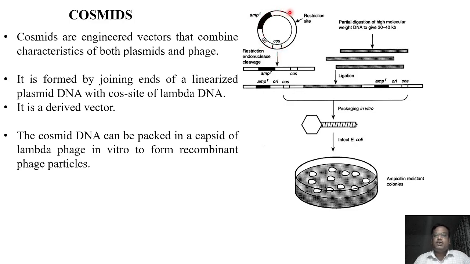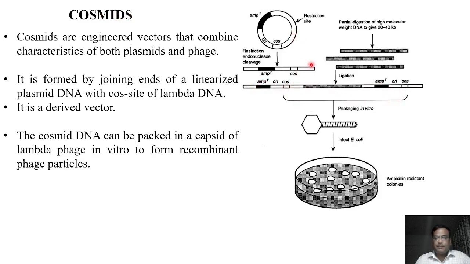We already know the parts of a plasmid. And from the phage DNA, they have taken these COS, cohesive sticky ends, right? Using the restriction endonuclease, the gene of our interest can be inserted in the restriction sites. So this is the DNA, I mean the gene of interest. It is inserted in the cosmid. So this is a cosmid which is engineered.